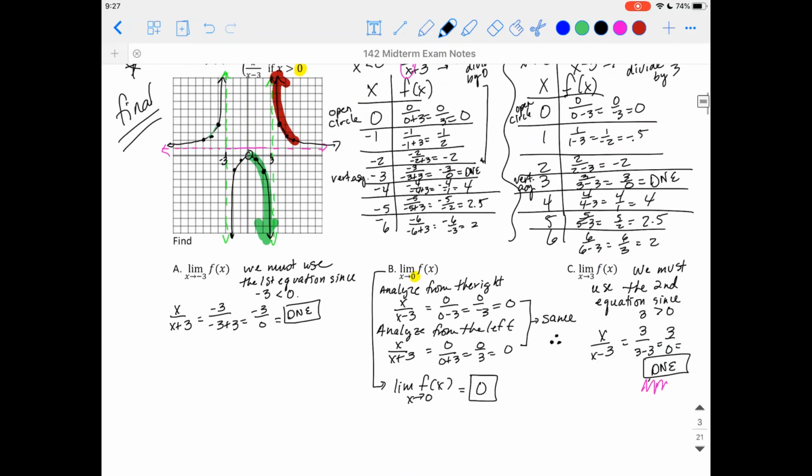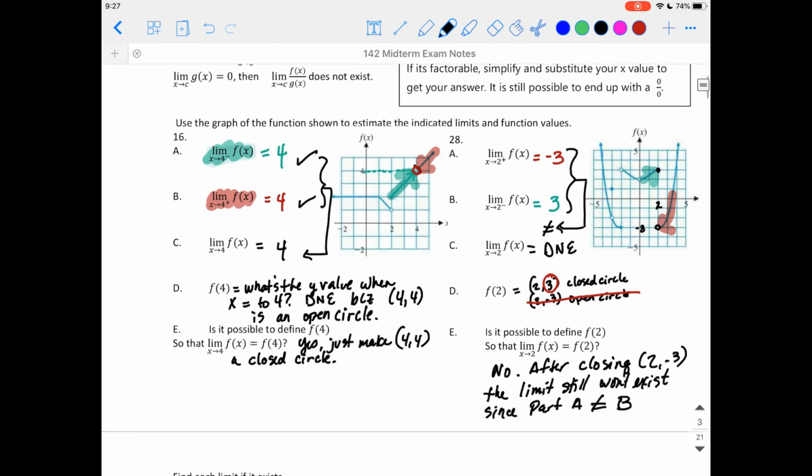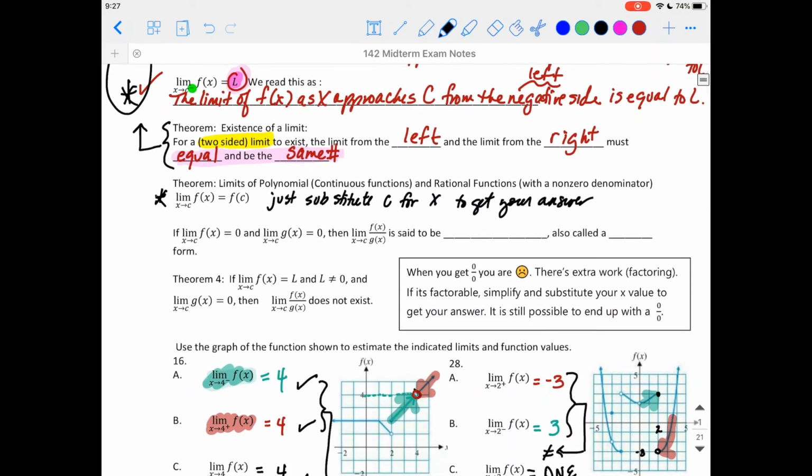And so let's go back up here to the first page of the notes, and let's continue with our definitions here. So I'm right here. If the limit of f of x is equal to 0 as x approaches c, and the limit of g of x as x approaches c is also 0, and you're dividing f of x, which is the 0, by the limit of g of x, which is 0 as well, it is said to be an indeterminate form.